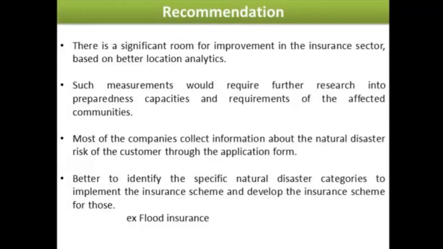It is also better to identify specific natural disaster categories, to implement and develop insurance schemes for those. Flood insurance can be an example.